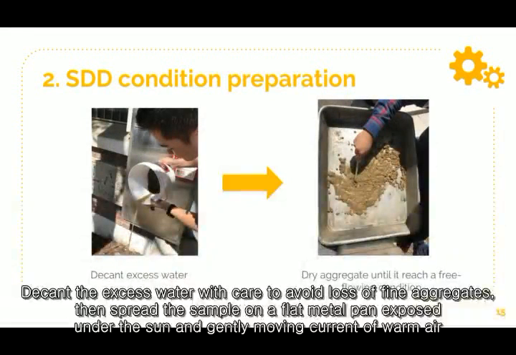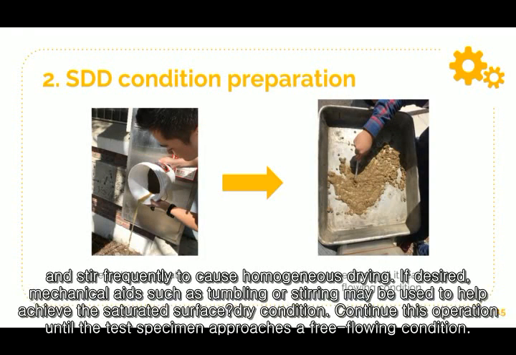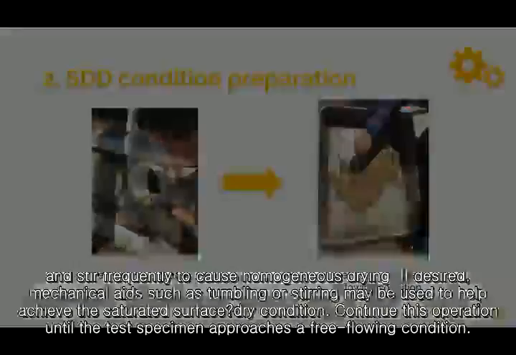Decant the excess water with care to avoid loss of fine aggregates. Then, spread the sample on a flat metal pan exposed to the sun and a gently moving current of warm air, and stir frequently to cause homogeneous drying. If desired, mechanical aids such as tumbling or stirring may be used to help achieve the saturated surface dry condition. Continue this operation until the test specimen approaches a free-flowing condition.